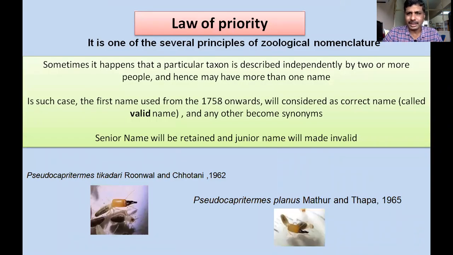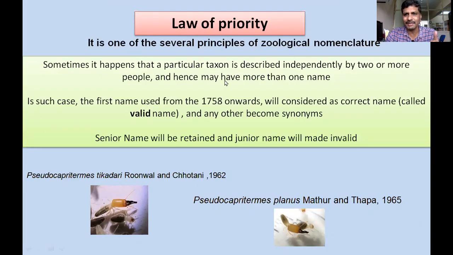Another very important guideline or principle laid out in ICZN is the law of priority. In fact, there are several principles in zoological nomenclature, but one very important principle to be understood is the law of priority. Sometimes a particular taxon is described independently by 2 or more people and hence may have more than one name. It is possible because of the wide diversity of organisms distributed in different continents. Without referring to others' literature or specimens, a person may give a different name to the same species.